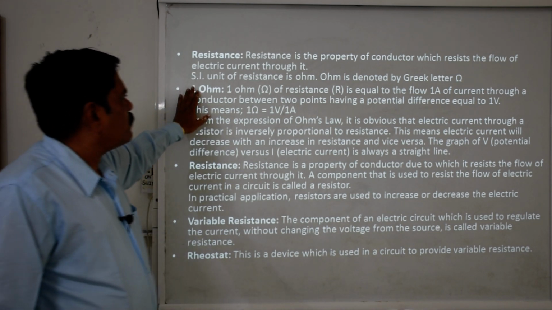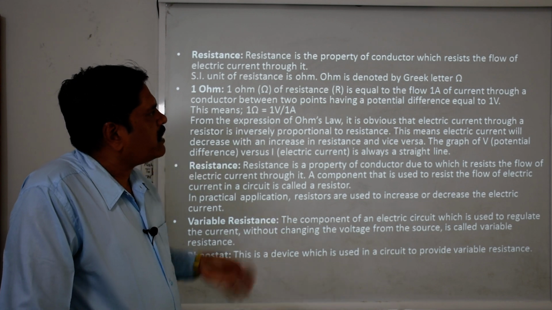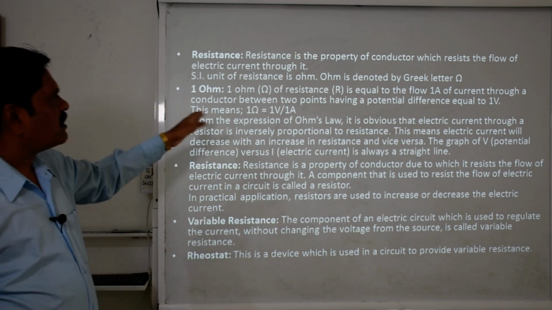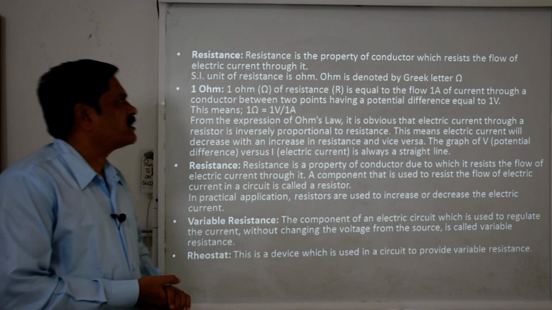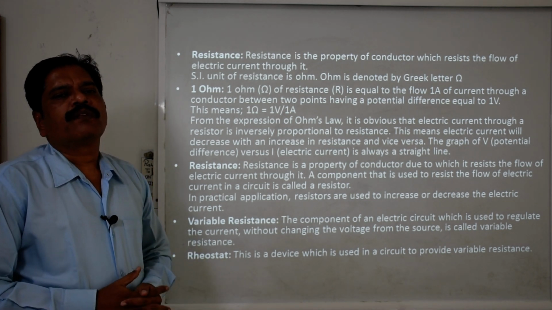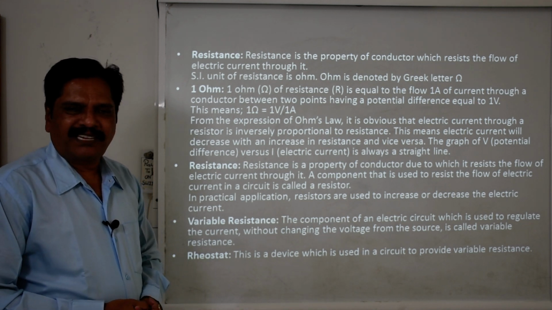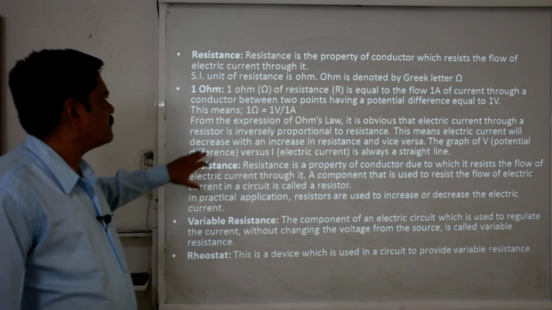Now, what is 1 ohm? 1 ohm of resistance is equal to the flow of 1 ampere of current through a conductor between 2 points having a potential difference of 1 volt. That means simply 1 ohm is equal to 1 volt upon 1 ampere, nothing special. Remember this one thing. Clear?